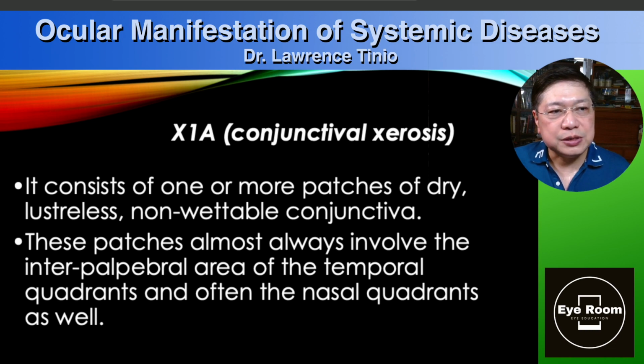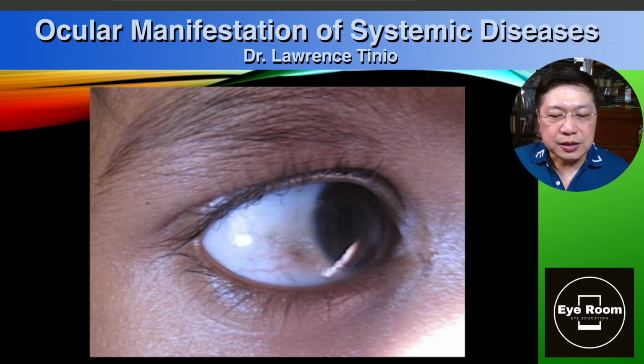Now these patches almost always involve the area in between the eyelids, between the lower and the upper eyelids, and usually in the outer part, and sometimes in the nasal part, but it's almost always in the middle portion where the eyelids are actually meeting. We call that the interpalpebral area. Now this is how it looks.